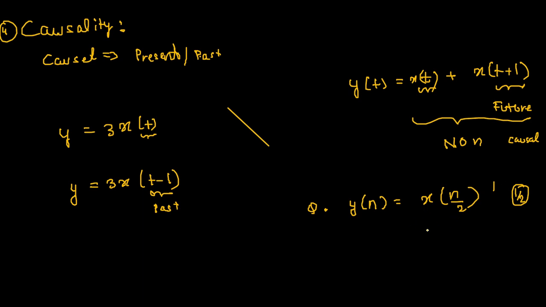However, it's not a causal signal because if n is a negative integer, let's say we take n as minus 1, we get x of minus 1 by 2. And minus 1 by 2 is a future value of minus 1. Since it's not causal for negative integers, overall it's not causal. It has to satisfy causality at every single point for it to be called a causal signal. So that is about causality.